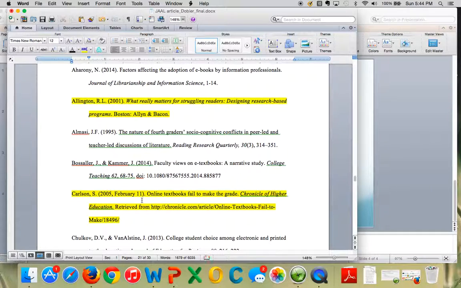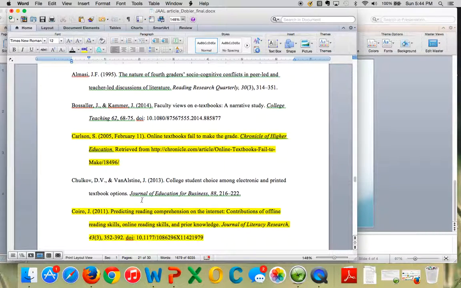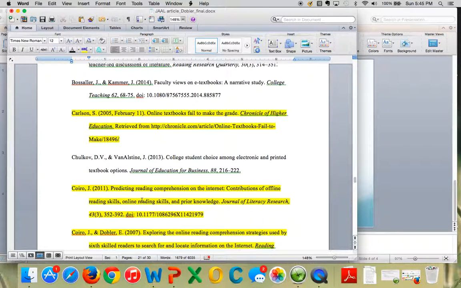All right, let's look at an article next, and we'll come back to Carlson here in just a minute. This is a journal article. It's going to look a little different than a book. Let me point out those things. The first part is the same. Author's last name, comma, capital letter, period, parentheses, year, and then a period after the parentheses.